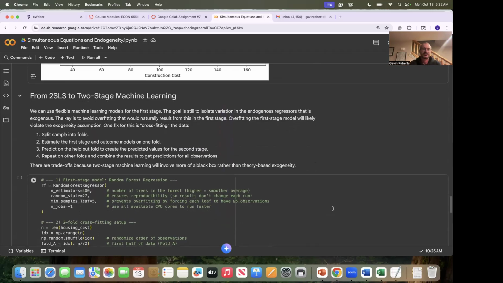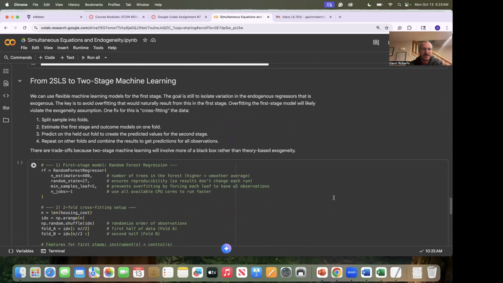So now getting from two-stage least squares to what's called two-stage machine learning, which encompasses a lot of different things, I just wanted to show you a really quick way you might think about integrating machine learning into these types of models. We can always use flexible machine learning models for the first stage of our regression. We use OLS, which is the standard for two-stage least squares and is the standard if you think you have a linear relationship. We simulated a linear relationship, so that made sense for us to use two-stage least squares.